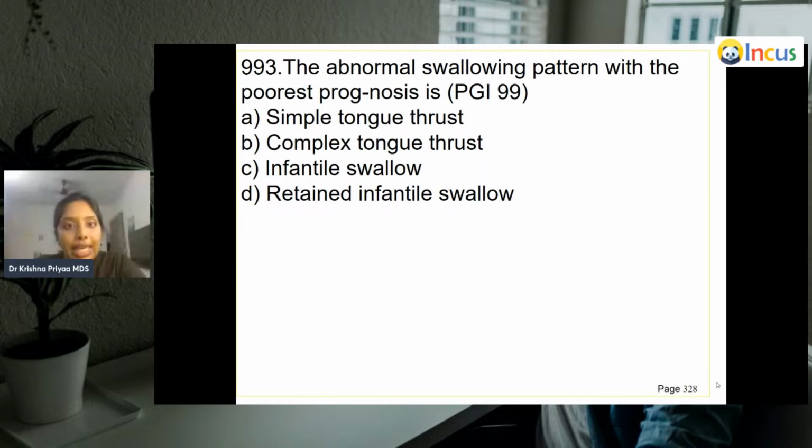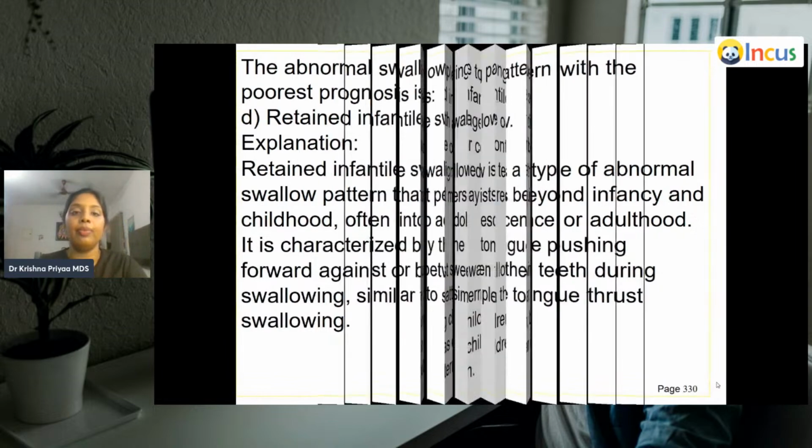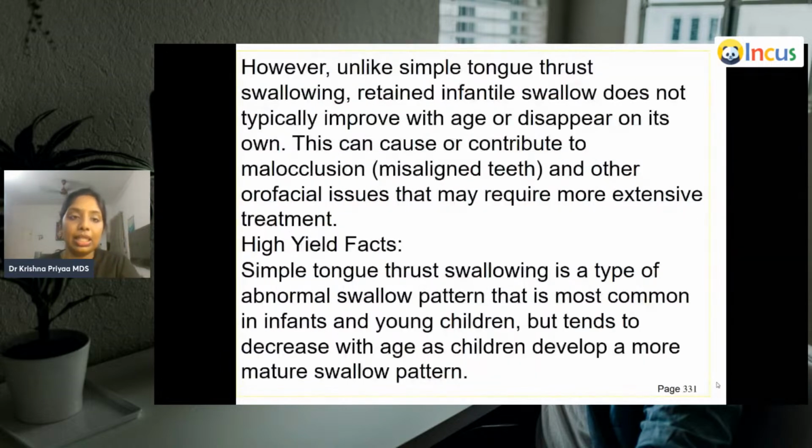The abnormal swallowing pattern with the poor prognosis is characterized by pushing forward or between the teeth during swallowing, similar to simple tongue thrust swallowing, just pushing the tongue outside. However, unlike simple tongue thrust swallowing, a retained infantile swallow does not improve with age or disappear on its own. It persists and makes things worse. This can contribute to malocclusion and other orofacial issues.